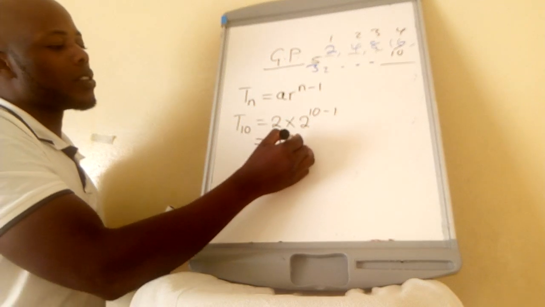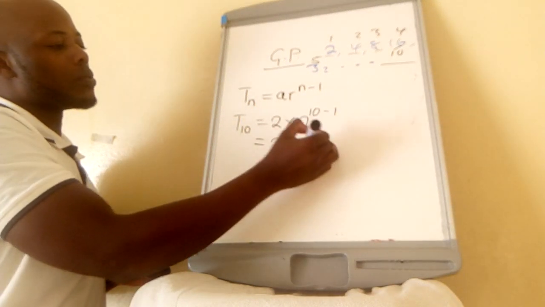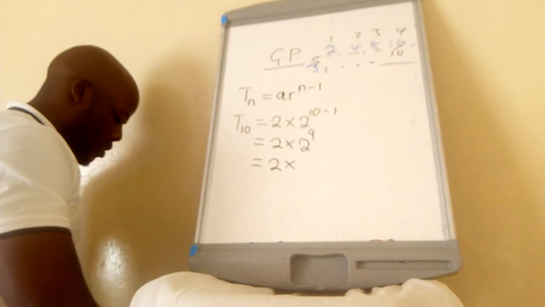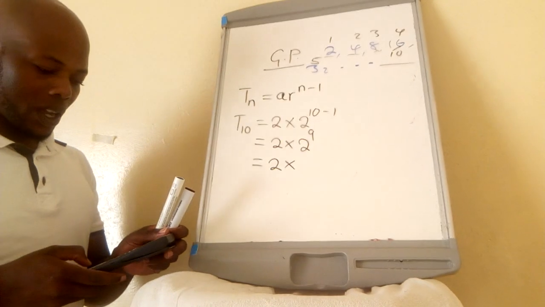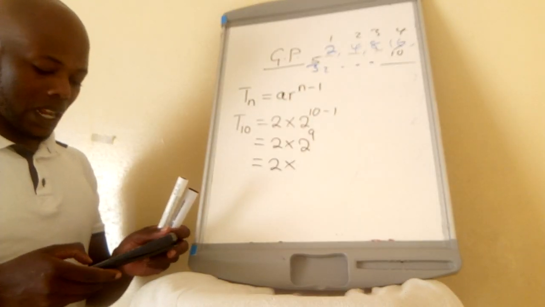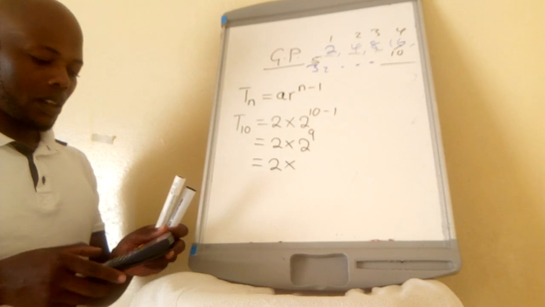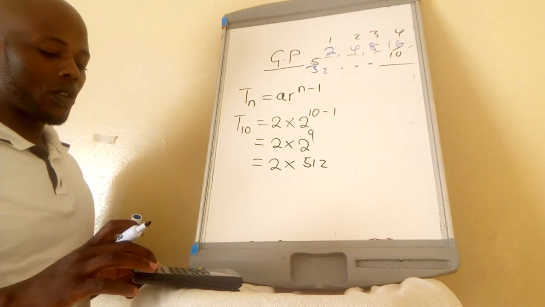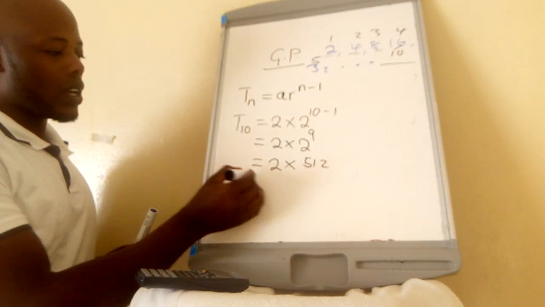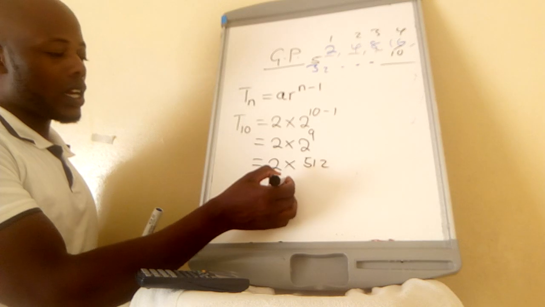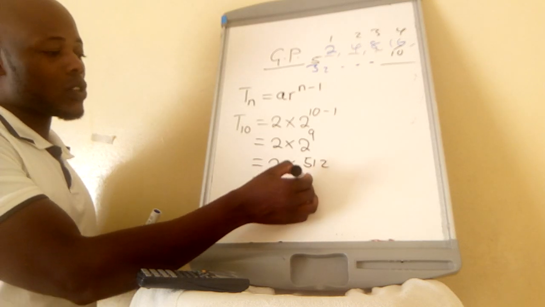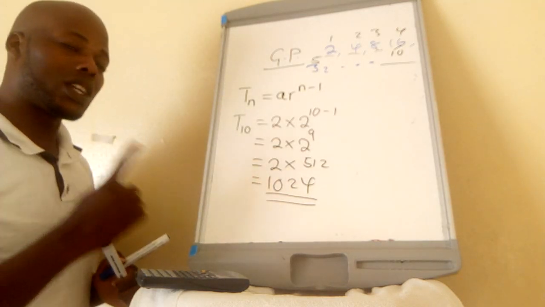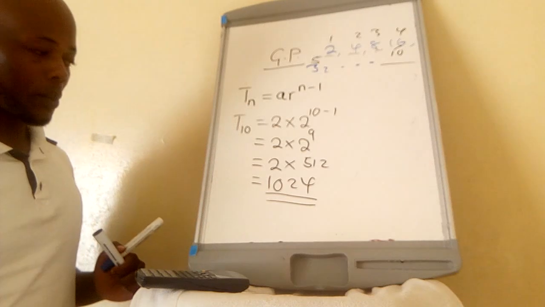So you can clean up things here. You find that you remain with something like this. So this will be 2 multiplied by this one. You can get your calculator. So 2 to the power 9 is 512. So 512 multiplied by 2, your answer will be 1024. So this is the number which is at the 10th position.